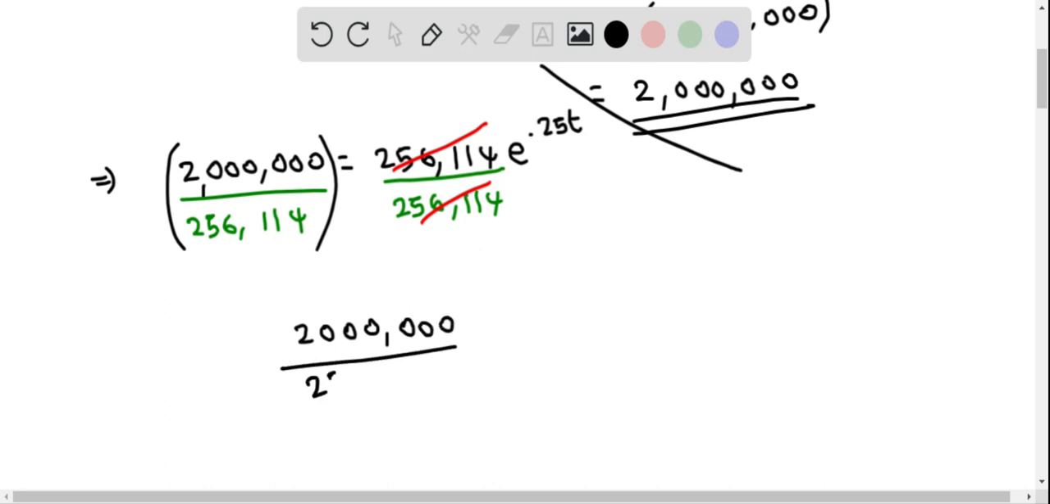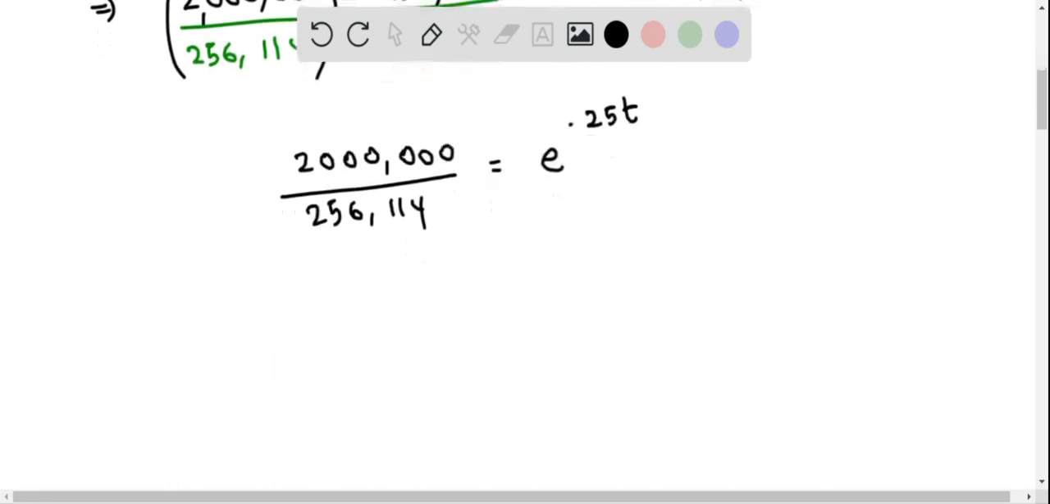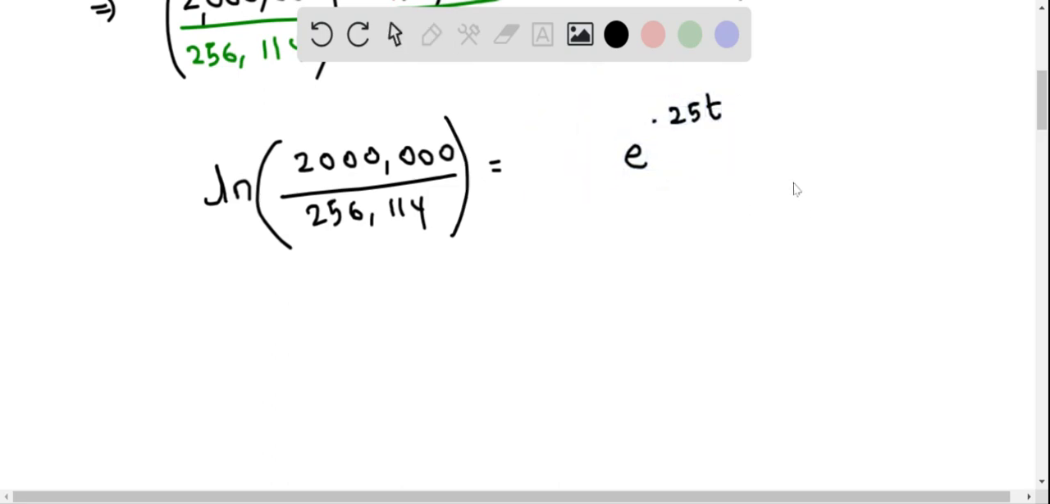So now we have 2 million divided by 256,114, and this equals, on the right side, e raised to the power of 0.25t. Now we have to apply natural logarithm to both sides so that we can solve for t. So I apply natural logarithm to this side, and on the right side also I apply natural logarithm. So I get natural logarithm of this exponentiation. And now using the property of natural logarithm, we can put this 0.25 in front of the natural logarithm.